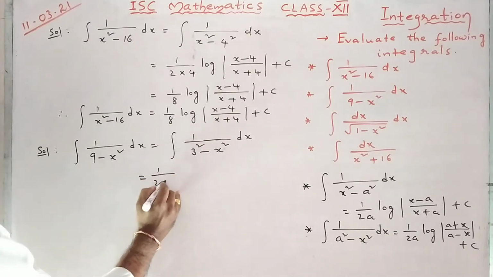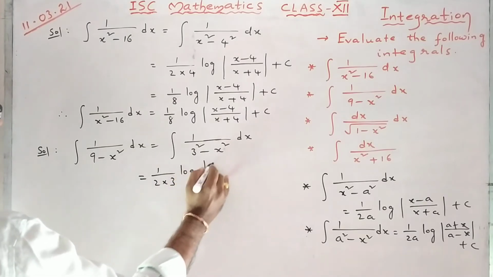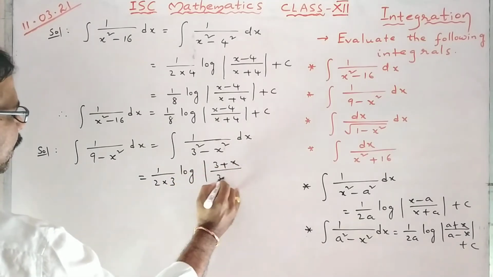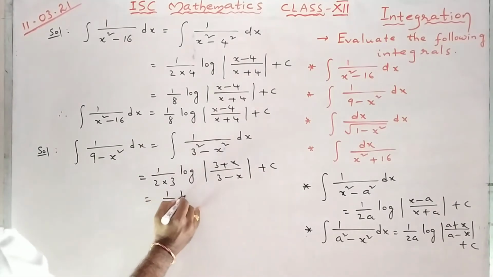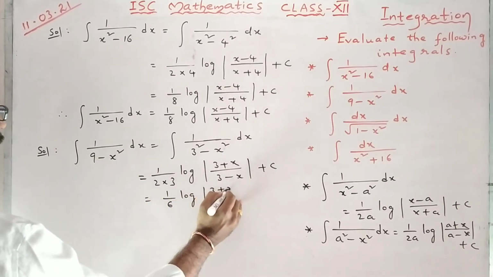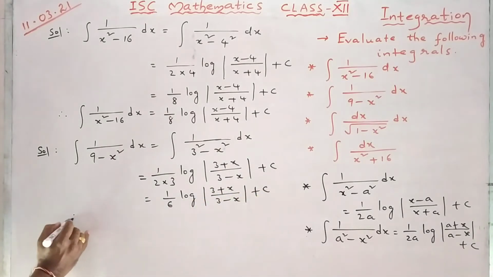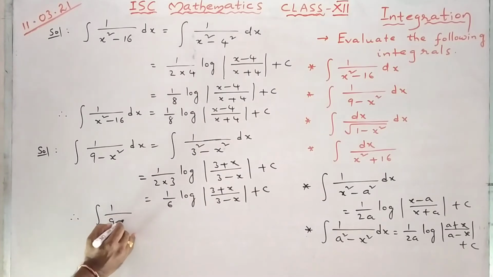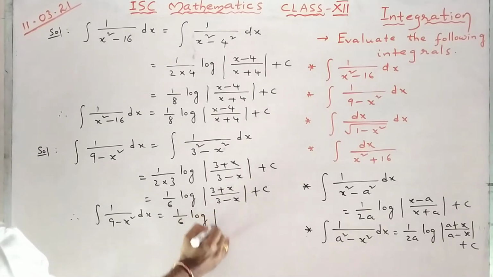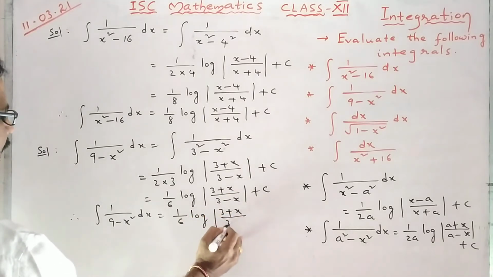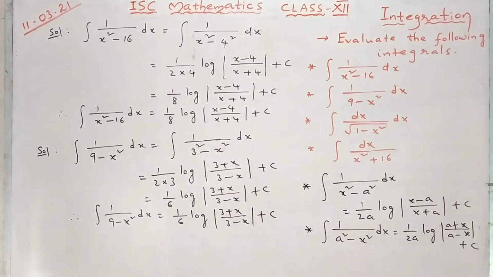So 1 by 2a, a means what? 3. Log mod a plus x by a minus x plus c. 1 by 6 log mod 3 plus x by 3 minus x plus c. Therefore, integral 1 by 9 minus x square dx equal to 1 by 6 log mod 3 plus x by 3 minus x plus c. That is the second one.